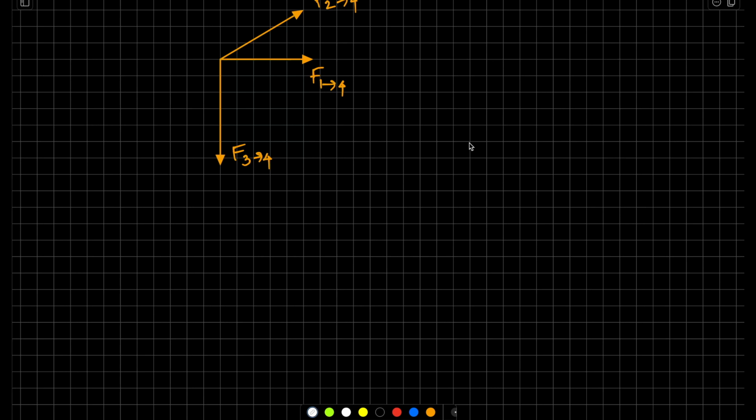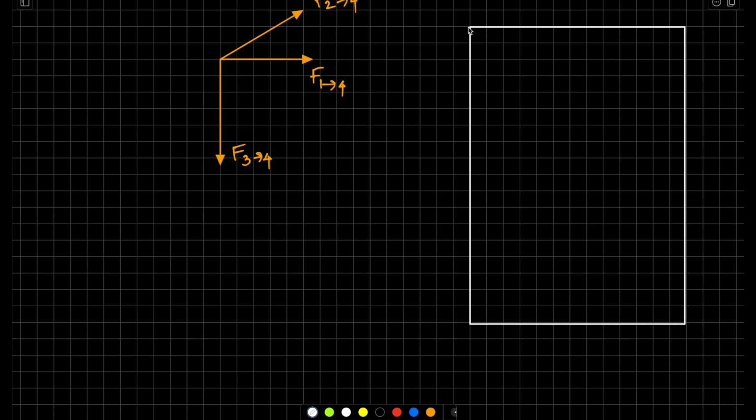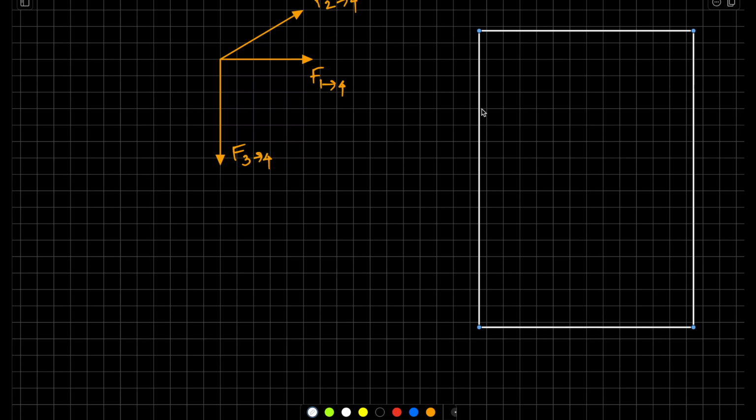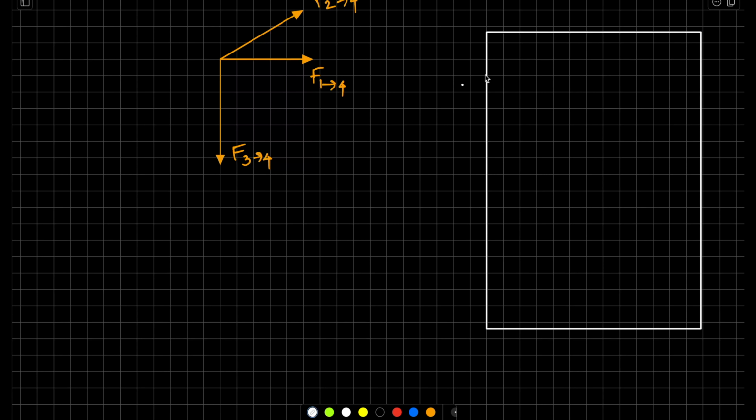Okay. To solve this problem, I'm going to draw a table. Okay, x component here, y component here.